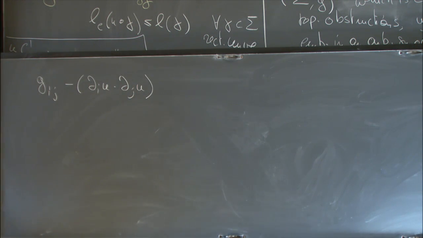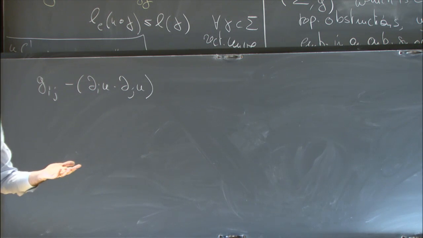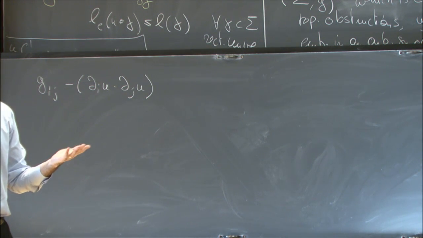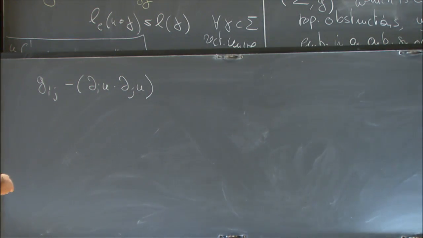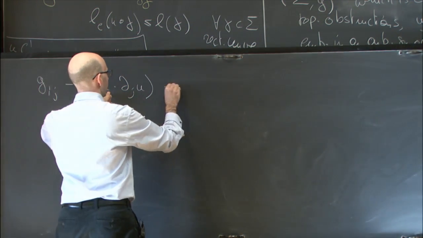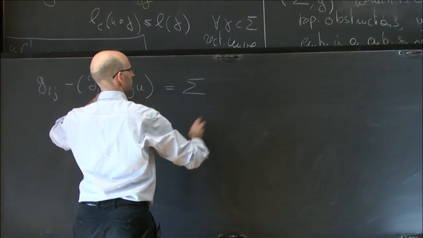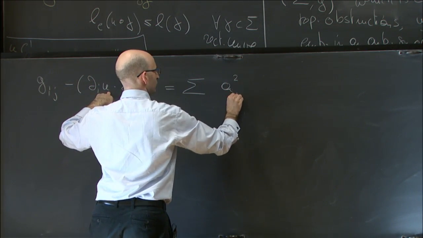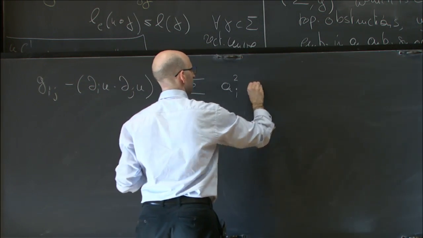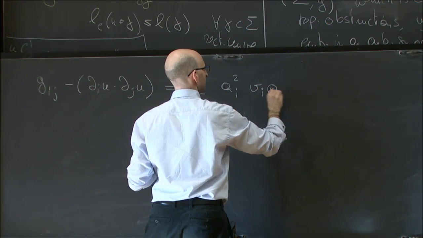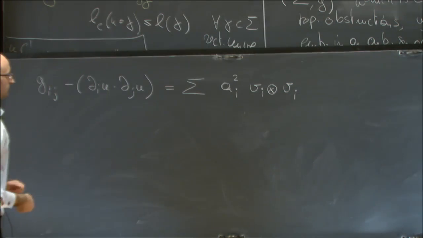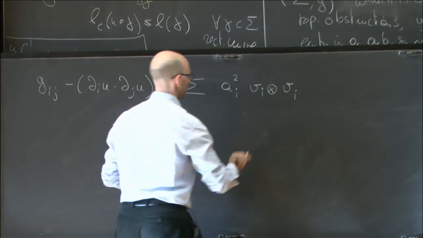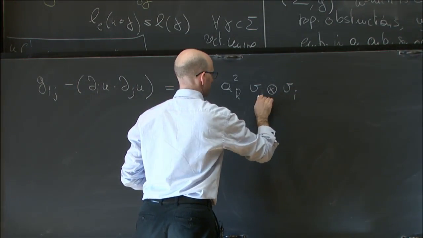Okay? Now, if I have a symmetric matrix, I can always decompose it into rank 1 matrices. And I can actually decompose it into rank 1 matrices which are positive semi-definite. So I can write this as a linear combination of something which looks like this: a squared, v_l tensor v_l. Maybe let me use L.